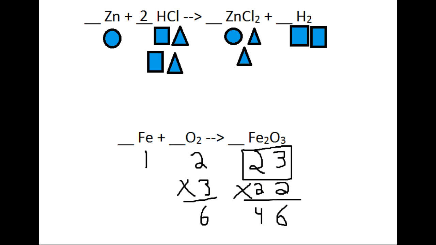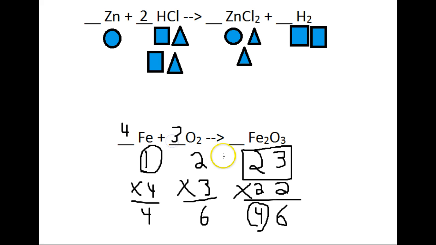What this does, though, is it shows students that now they've also unbalanced the iron. So their least common multiple of 1 and 4 is going to be 4, so this needs to get multiplied by 4. So now students see that they need 4 irons, 3 oxygen molecules to make 2 rust molecules.